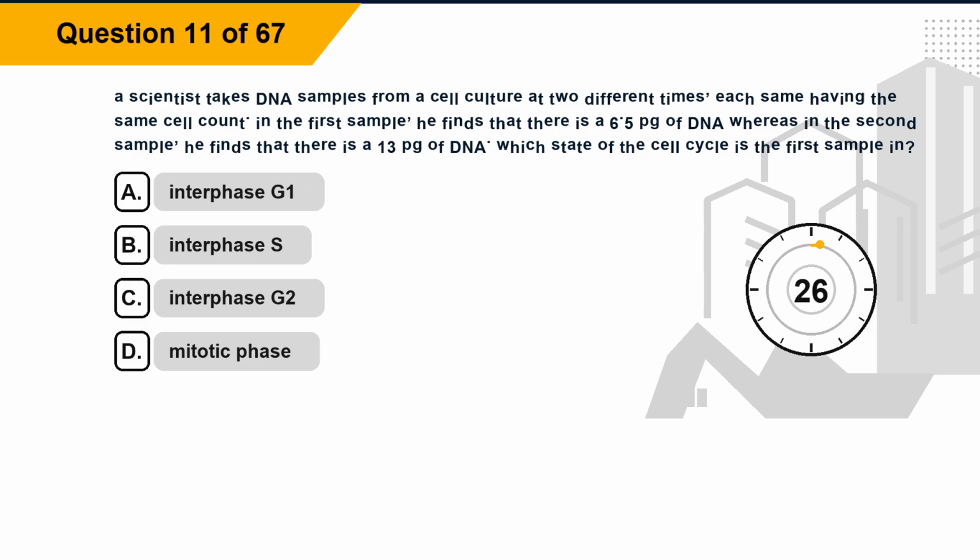Question 11. A scientist takes DNA samples from a cell culture at 2 different times, each having the same cell count. In the first sample, he finds that there is 6.5 pg of DNA, whereas in the second sample, he finds that there is 13 pg of DNA.